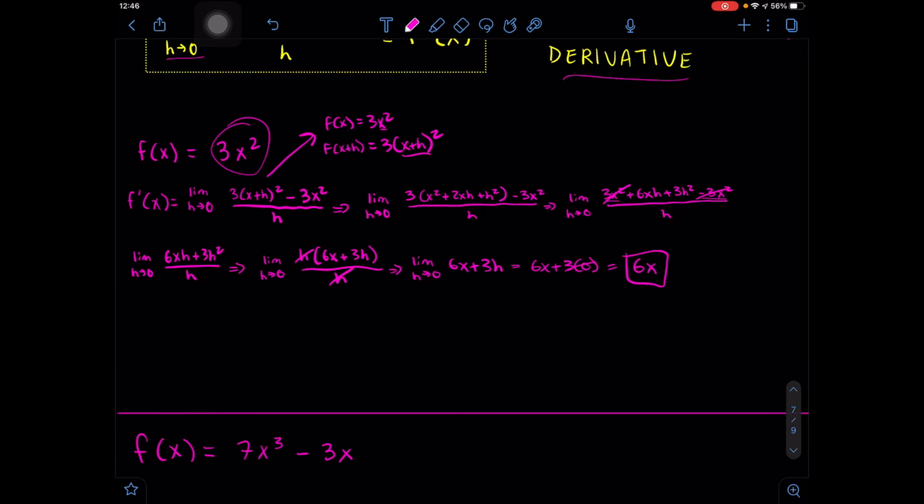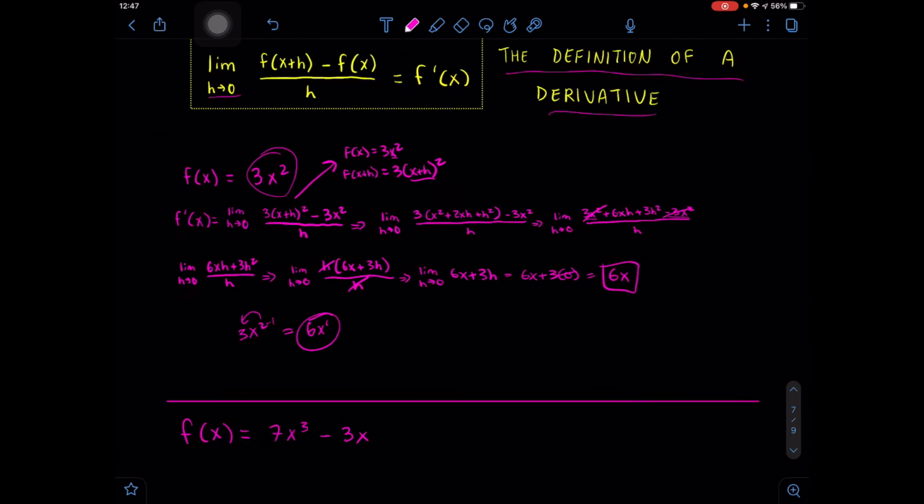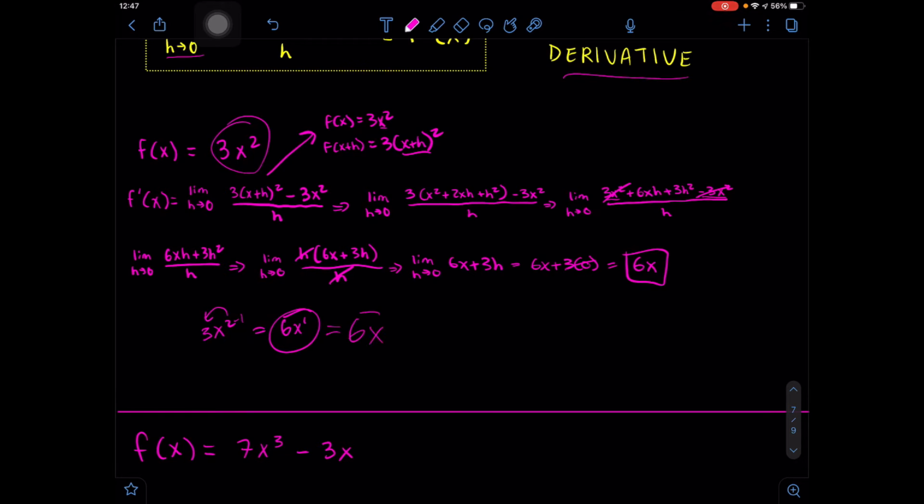And this may seem like a lot of work, but once you learn more shortcuts like the chain rule, for instance, this will go a lot easier. So if you do know the chain rule, you can of course just check your work. If you have 3x squared and you want to find the derivative of this, bring down the 2, multiply by 3 to get 6, and subtract 1 from the exponent to get 6x to the 1, which is equal to 6x. So we know we're correct.